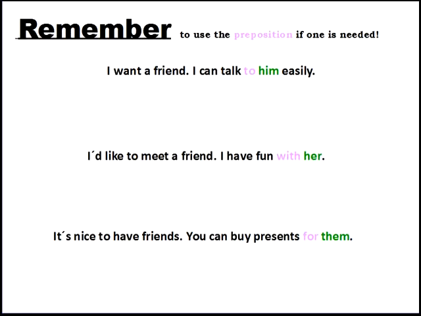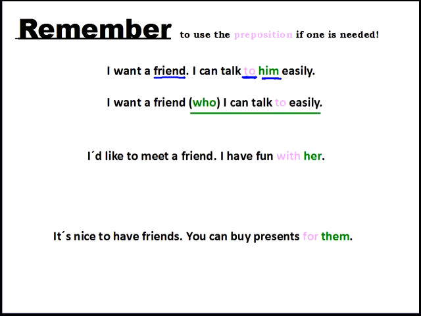Here's something to remember. Okay, remember to use the preposition if one is needed. Okay? We don't always use prepositions, but when there is a preposition, I need to use it. So in this context, let's read this sentence. I want a friend I can talk to him easily. Okay? Now, here's my preposition that I need to think about. And in this context, I'm removing friend and him, right? So in this context, I'm going to read it like this. I want a friend who I can talk to easily.